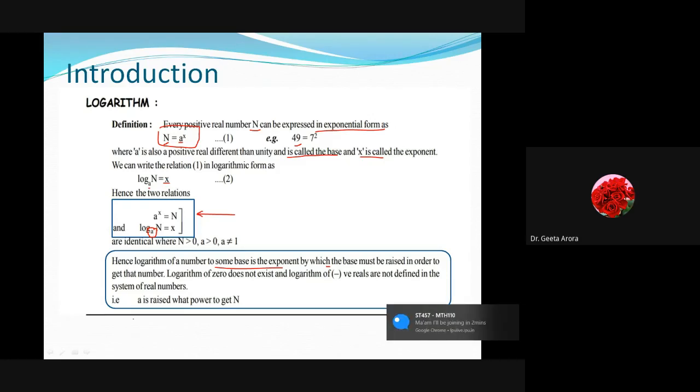And what other thing is, logarithm of 0 doesn't exist. If we talk about log 0, it doesn't exist, and log of negative reals is not defined in the system of real numbers. Correct. So these are the rules and properties of logarithm.